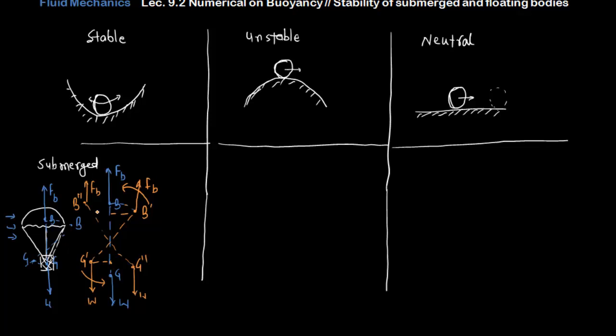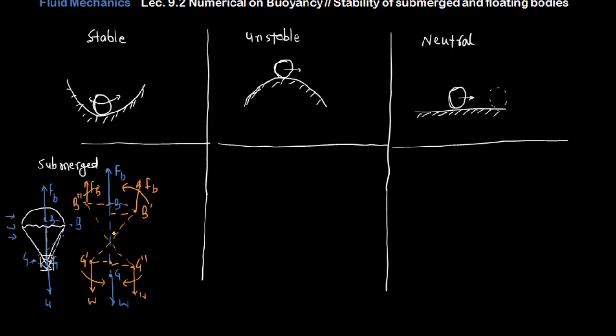Okay, now in this case you can see this FB into this distance will create a clockwise moment, and this weight into this distance will also create a clockwise moment. So the buoyant force and weight are creating a clockwise moment, and so in this case B double dash will try to approach B and G double dash will try to approach G. It means after the initial disturbance, the forces and moments are acting in such a way that they are trying to bring the body back to its initial position. So obviously in that case we can say the body is in a stable equilibrium system.